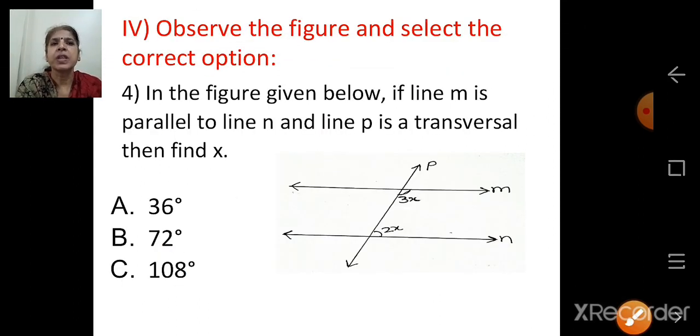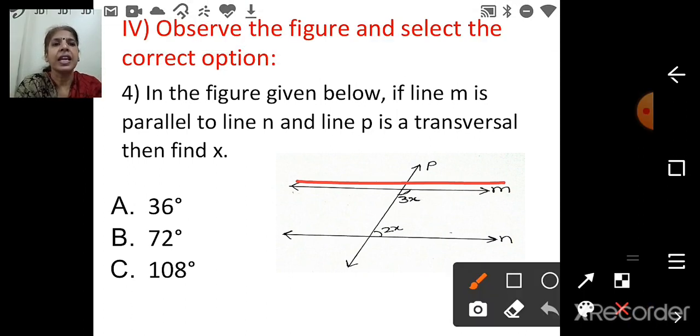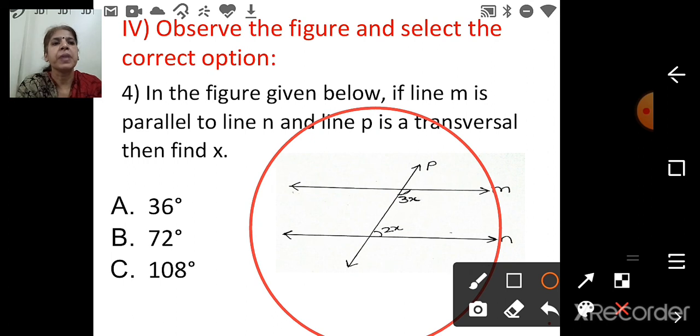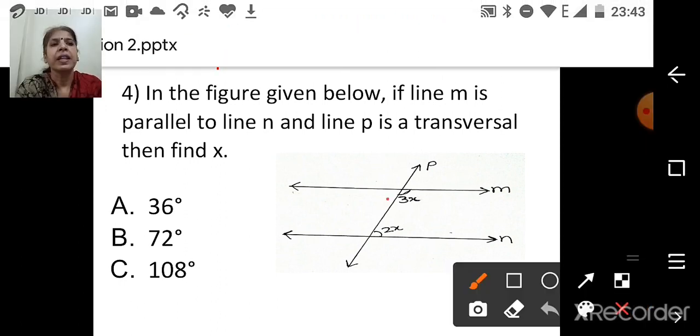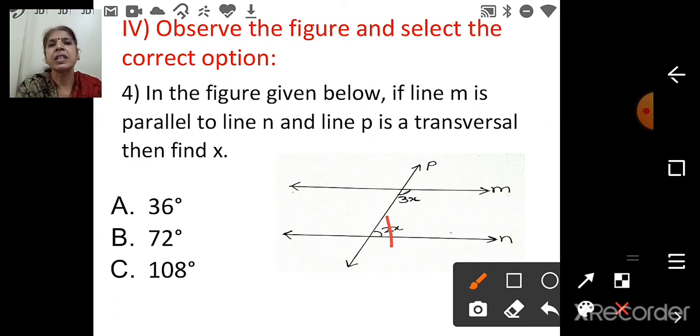Next is observe the figure and select the correct option. In the figure given below, if line M is parallel to line N and line P is a transversal, then find x. So which lines are parallel? Line M is parallel to line N, and the transversal is P. Measures are also given. If you observe properly, one of the angles is given as 3x, the other angle is given as 2x. And what type of angles are these? These are a pair of interior angles. They are on the inner side of the given lines and on the same side of the transversal. So they are interior angles.